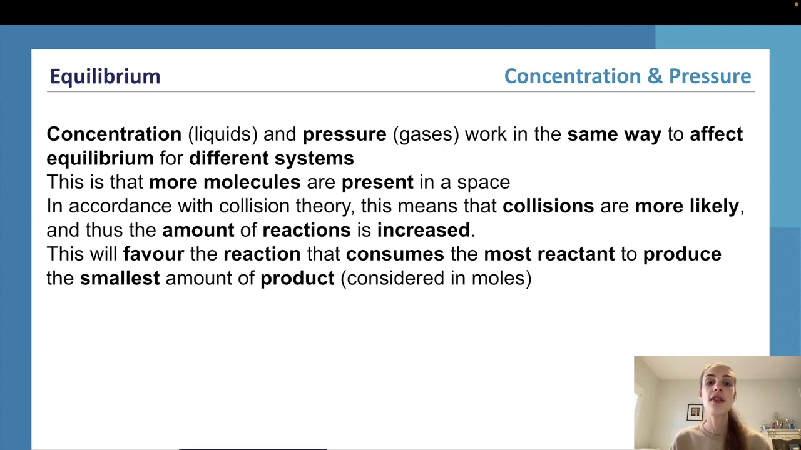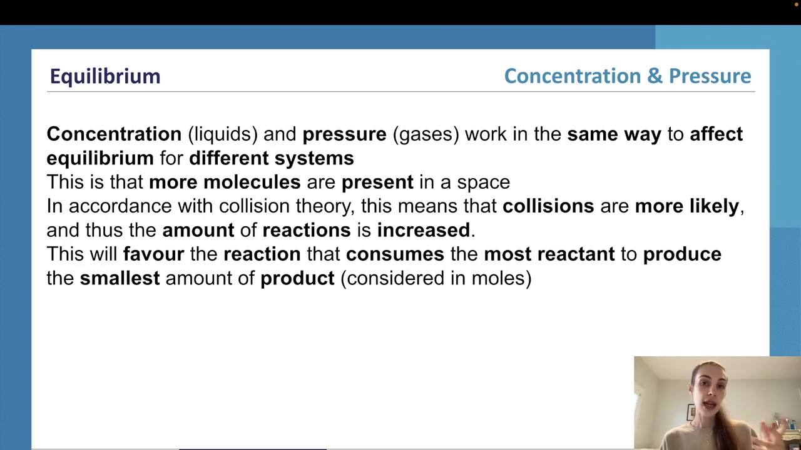And so this is going to favor the reaction that consumes the most reactant to produce the smallest amount of product, so considered in moles. So if we are to increase the concentration of the reactants, we're going to favor the forward reaction. Whereas if we increase the concentration of the products, we're going to favor the reverse reaction, because we want to use up all the product which we've put into the system.